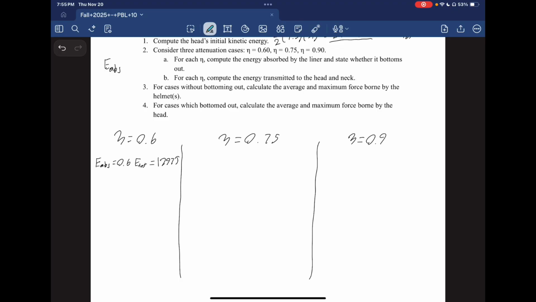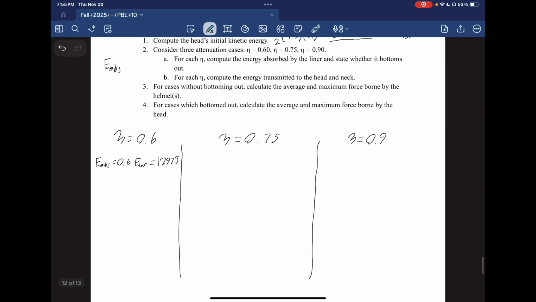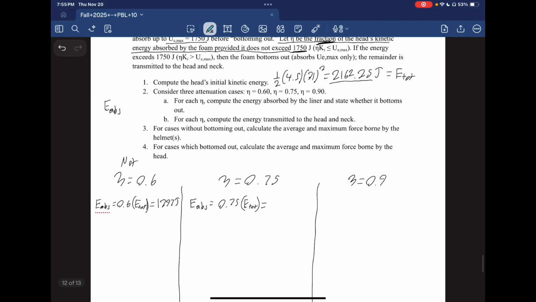And then this equals 1,297 joules. So it does not bottom out because it has not absorbed 1,750, which is the maximum that it can absorb before it bottoms out. So I'll say no up here. What about 0.75? We have E absorbed equals 0.75 times E total. Put these in parentheses so it makes more sense. Again, E total up here. This equals 1622 joules. So again, it does not bottom out.